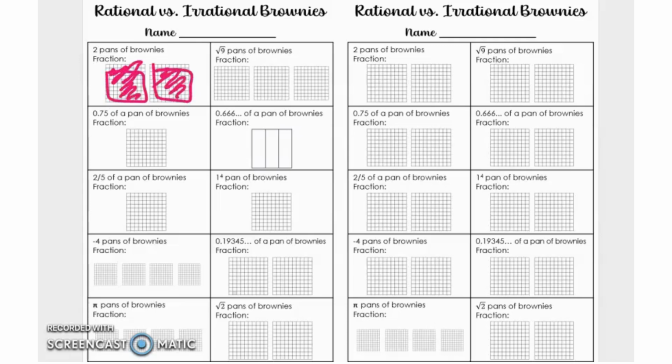Easy peasy. All right, then we have square root of 9 brownies. That means what number times itself is 9? That would be 3. So I'm going to shade in all 3 pans of brownies.